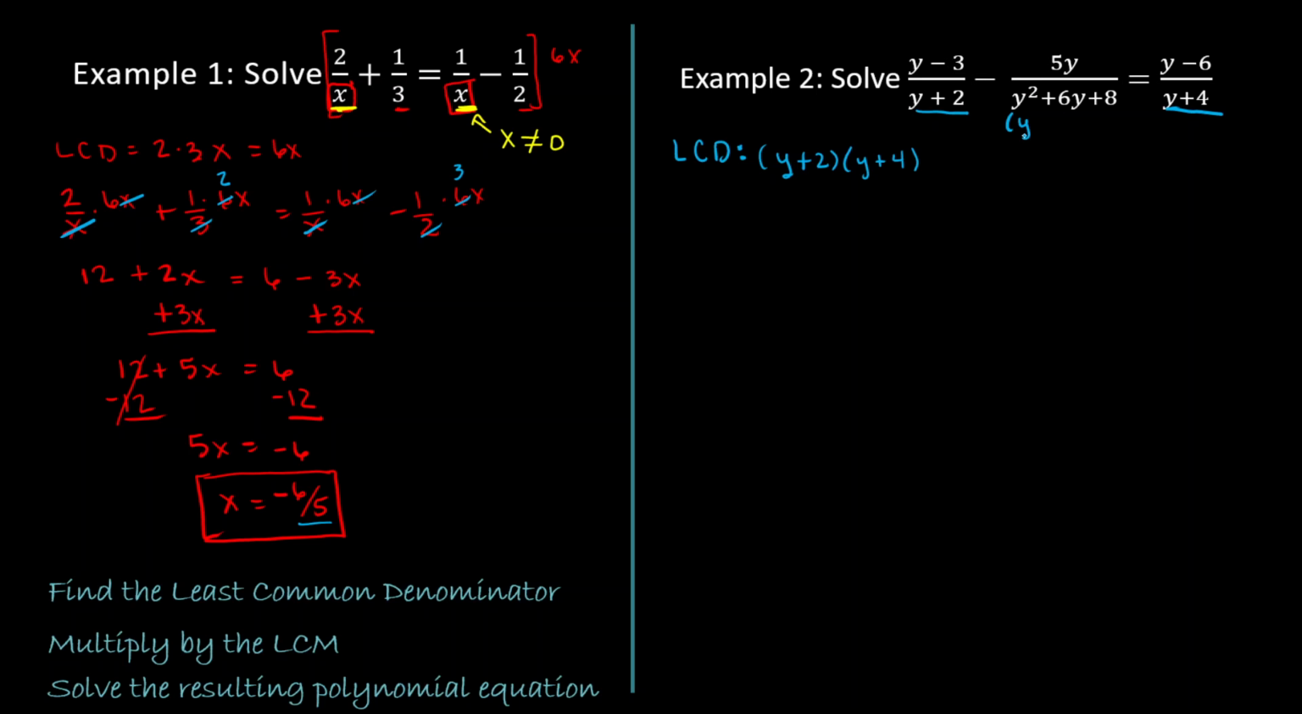Now this quadratic here, I want to factor it before I try to multiply by it. And what I notice is that these are already taken care of. So this is my LCD. This is the smallest common denominator. So now I'm going to multiply the entire equation by that.